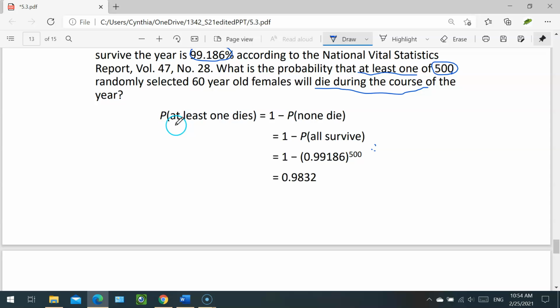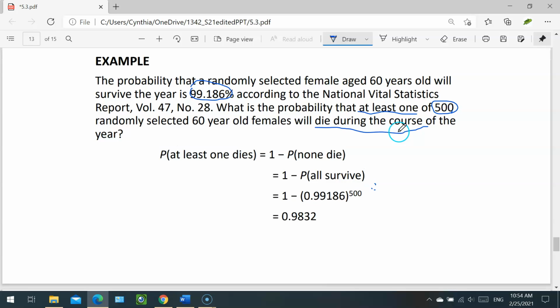So to find the probability that at least one dies, we use 1 minus the probability none die, which means they all survive. And the survival rate for the age group of 60 that year is 0.99186. Now they are running the test for 500 females, so we need to raise it to the power 500. In other words, you multiply this survival rate 500 times, and that's the same meaning as raising this number to the power 500.